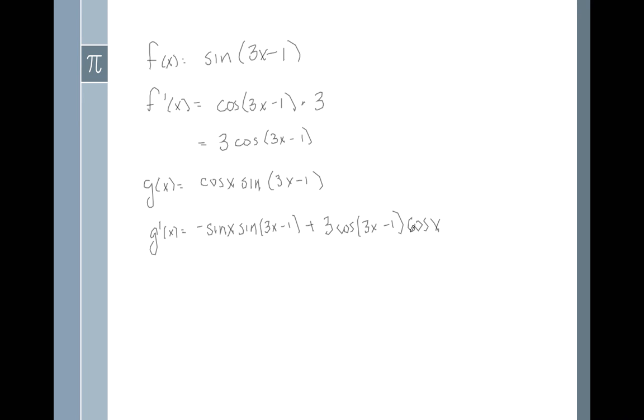So you have to remember that all of our properties still hold. We still need to do chain rule. We still need to do product rule, quotient rule, everything that we learned previously.